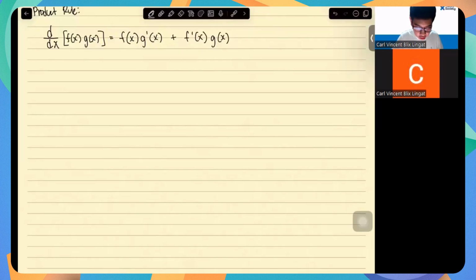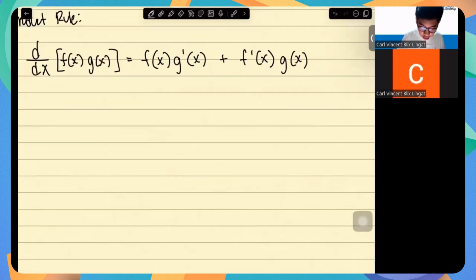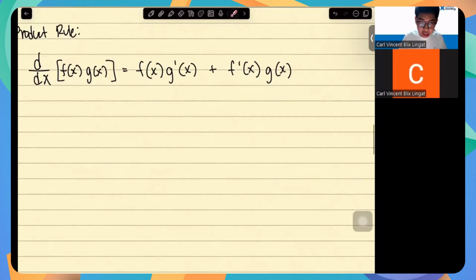Okay, so we have the product rule this time. So here is the definition of the product rule. But basically, what it means is that given two functions that are going to be multiplied together, what we can do is that we can just keep f of x as it is, okay? Then get the derivative of the g function. Then for the other side, it's just the same thing. We can keep our g of x as it is, then get the derivative of the f of x function.